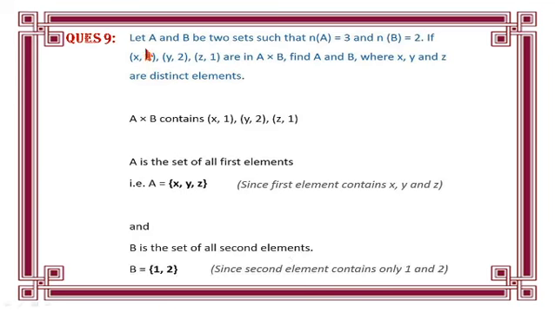Let's take question number 9. Let A and B be two sets such that the number of elements in set A is 3 and the number of elements in set B is 2. If (x, 1), (y, 2), (z, 1) are in A cross B, find A and B, where x, y and z are distinct elements. Now, A cross B contains these three ordered pairs. It is given in the question. A is the set of all first elements, so it means set A is equal to {x, y, z}, and B is the set of all second elements, so B is {1, 2}. So sets A and B are ready.